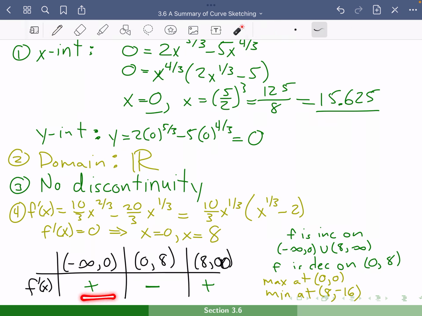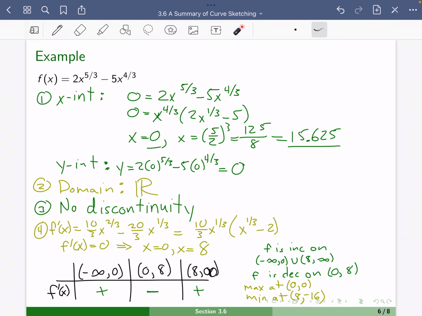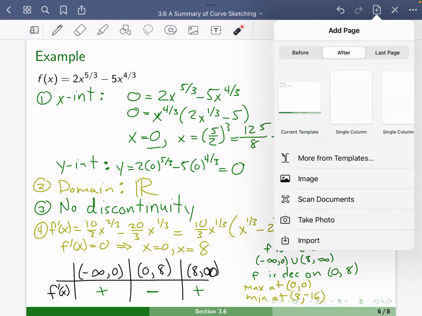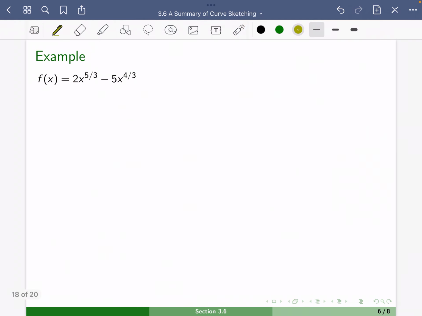Okay, so how do we know that? Well, it changes from increasing to decreasing at 0. When we plug 0 into the original function, we get 0. So that's our maximum. At 8, it changes from decreasing to increasing, so we must be at a minimum. Plugging 8 into the original function, we get an output of negative 16. Good. So now let's find our inflection points.